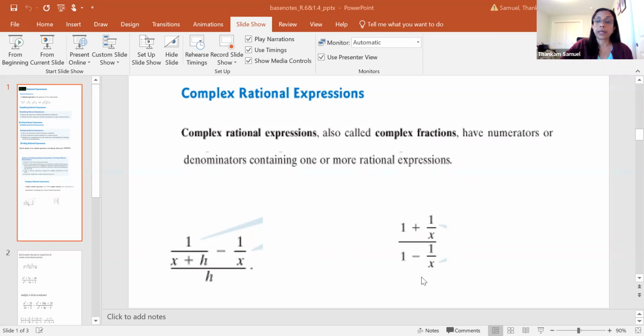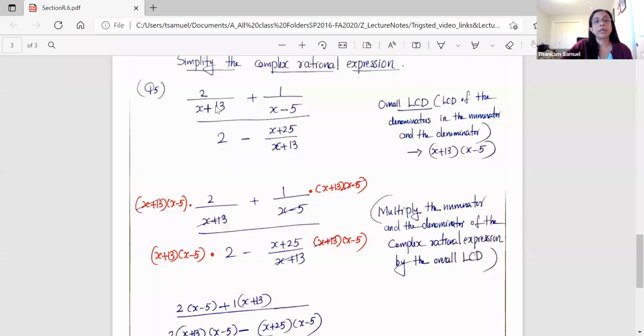And when you look at the second example, the numerator has a rational expression and the denominator also has a rational expression. Such kinds of expressions are called complex rational expressions. So today we are going to see how we can simplify a complex rational expression. Let's look at this example.